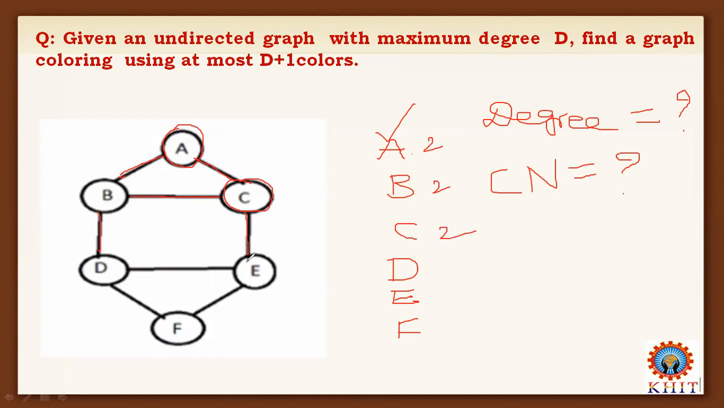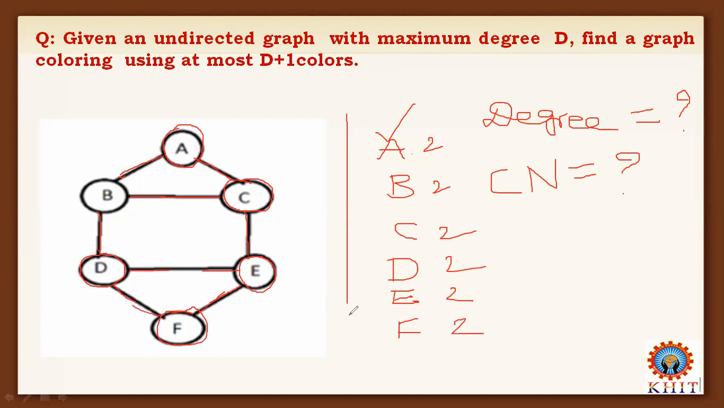If you consider D, the number of possible outs are 2. This is one out, this is another out. For E also, if you consider vertex E, the number of possible outs are 2, this is one out, this is another out. If you consider the last vertex F, the number of possible outs are 2, one and two.